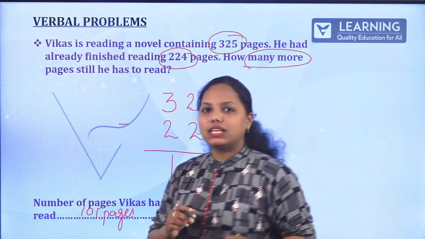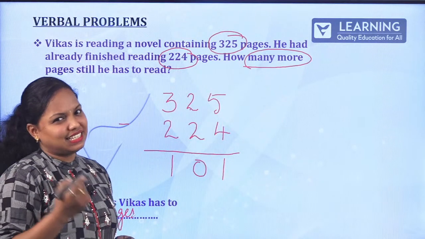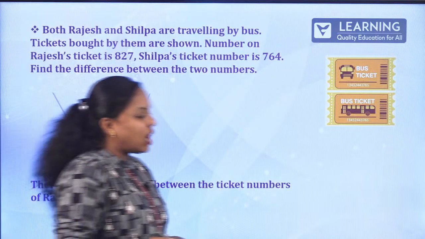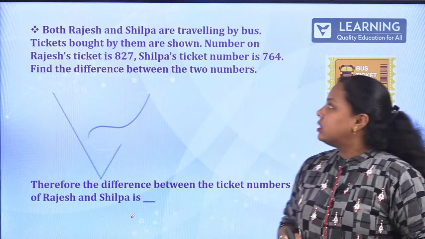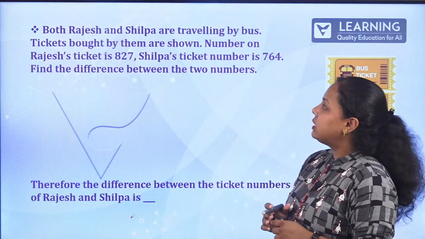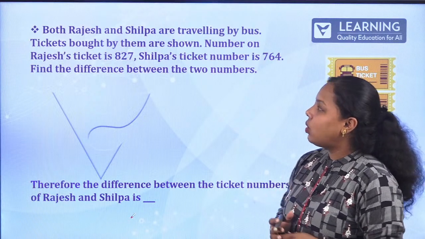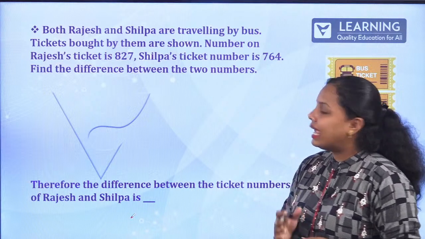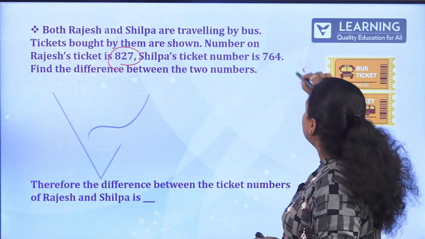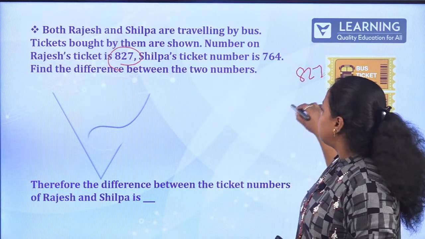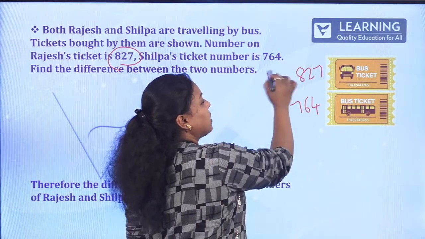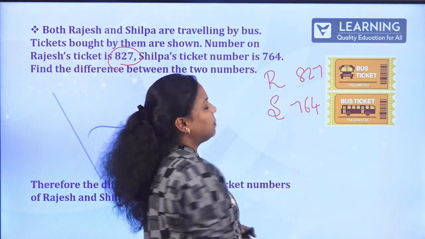Now the next one. Aren't the verbal problems easy? Yes, it is easy. I hope you are doing along with me. Now, both Rajesh and Shilpa are traveling by bus. Tickets bought by them are shown. The number on Rajesh's ticket is 847. This is the number on his ticket. Let me tell, this is 827 and this is 764. One is Rajesh's and one is Shilpa's.